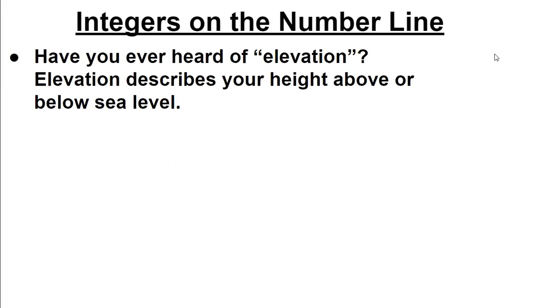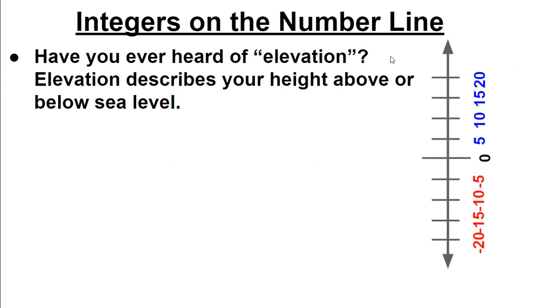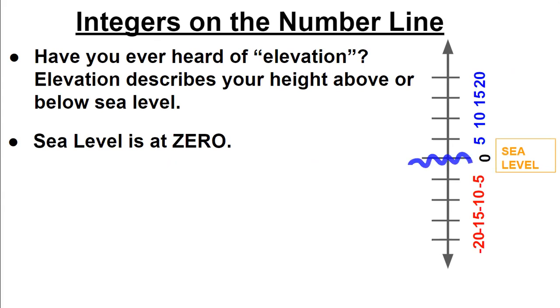Have you ever heard of the word elevation? Elevation describes your height above or below sea level. So we can put another vertical number line there, and we can say that sea level is at 0. So there's sea level, and there I drew a little bit of a C. That's supposed to be the C. So sea level is always considered 0.